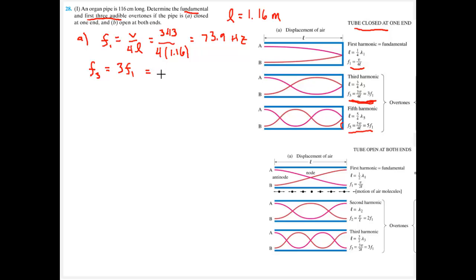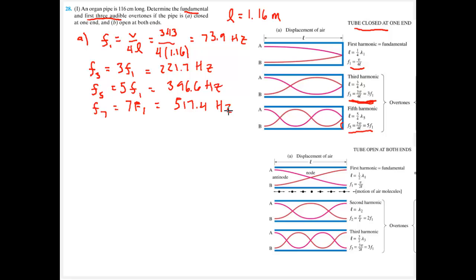So 3 times 73.9 is going to give you 221.7 hertz. The fifth harmonic is going to be 5 times the fundamental, which is going to be 396.6 hertz. And lastly, the seventh harmonic, the third audible overtone, is 7 times the first harmonic. That's going to be 517.4 hertz. So overall, not too bad.